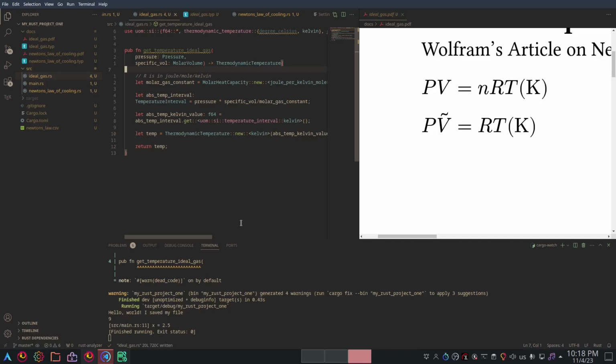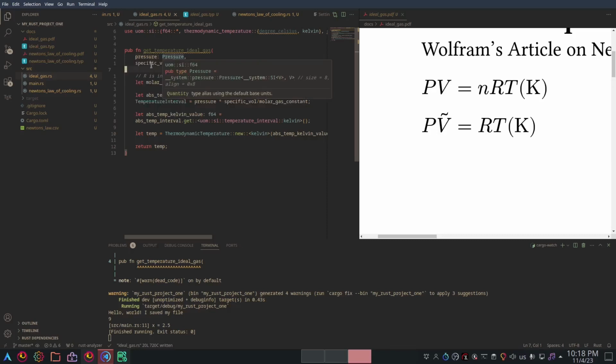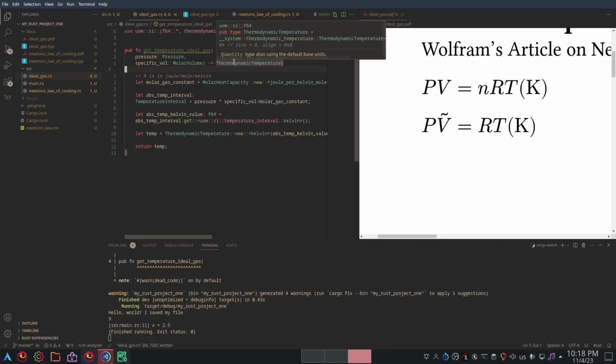And it's the same for MATLAB as well, except now instead of just specifying values, you have to specify the type as well. If you come from a MATLAB background, you have to specify the type. So pressure has to be a pressure type. The specific volume has to be a molar volume type, so that gives it the right units. The output must be a thermodynamic temperature type, so that we deal with that kind of problem.